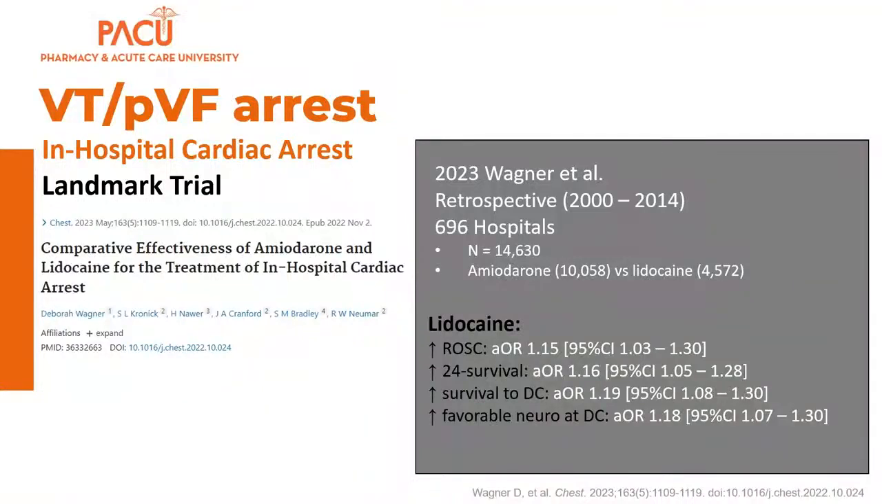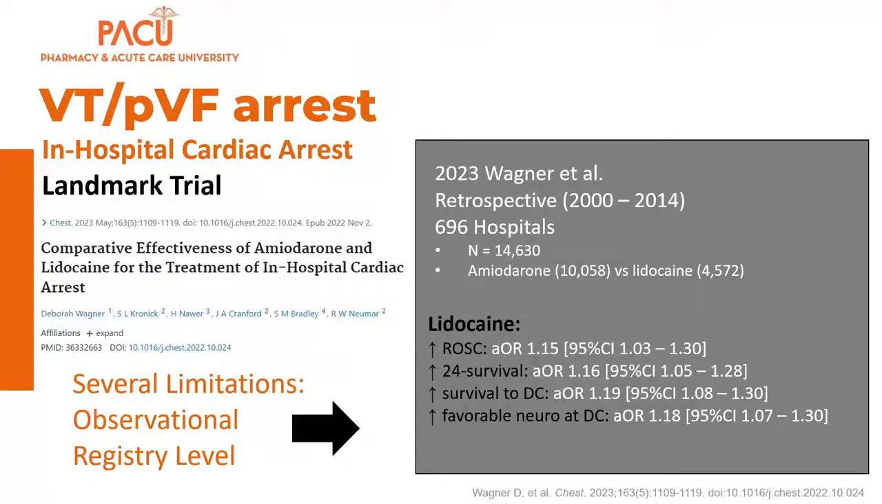Some theorize that lidocaine has some pleiotropic effects that are at play here. But nonetheless, this is a retrospective trial, so it has several inherent limitations that come with observational data. I think they did a pretty good job balancing patients, doing some propensity matching and controlling for confounders. But nonetheless, it is what it is. It's a lot of patients, and it is, I think, another signal that lidocaine may be at least as good an agent for ventricular arrhythmia as amiodarone.